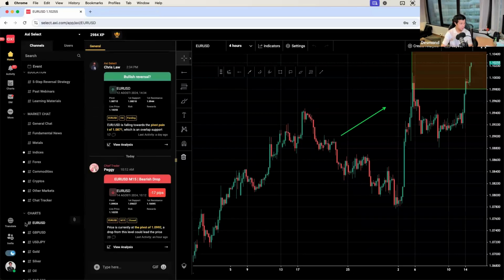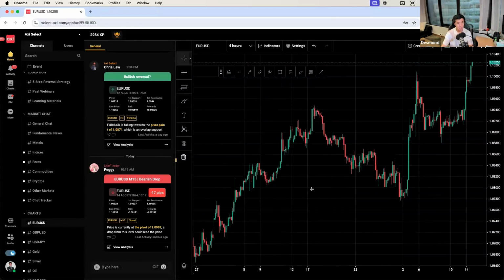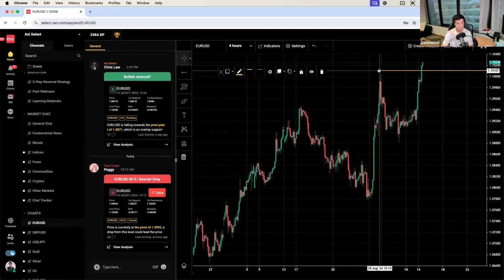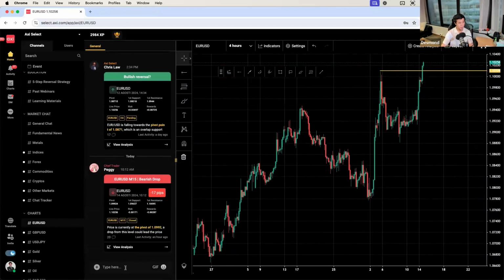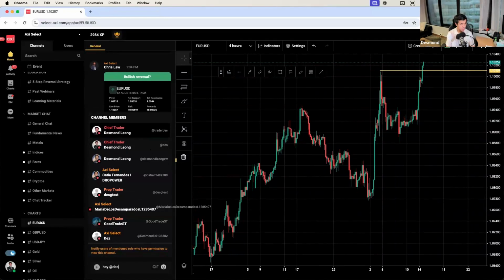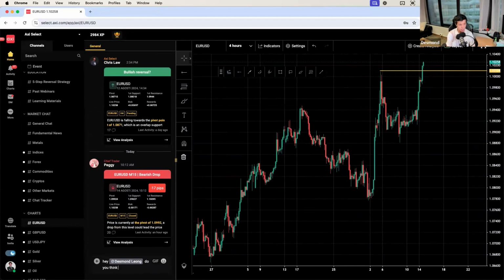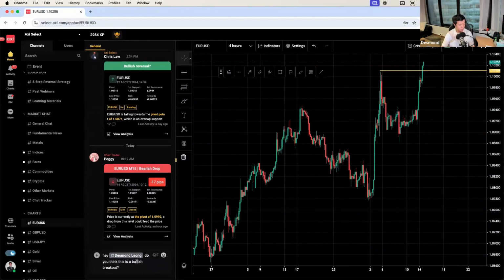What I mean by that: you can come in here and you're looking at euro dollar over here. You are wondering if this is a breakout. Come in here and you can say, hey Desmond, do you think this is a bullish breakout? What am I referring to? Highlight the text.